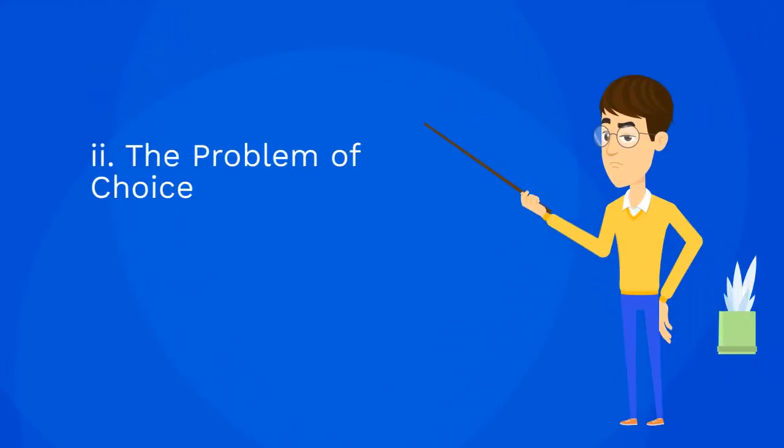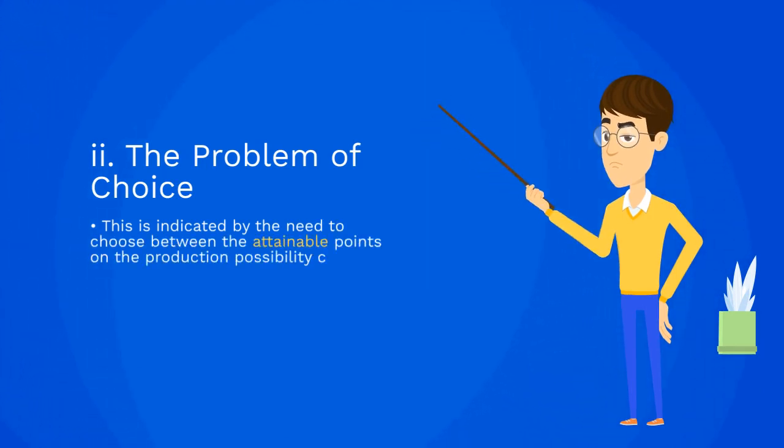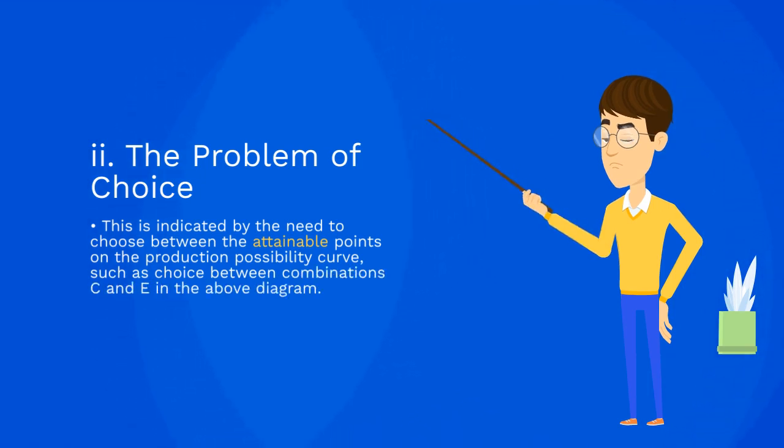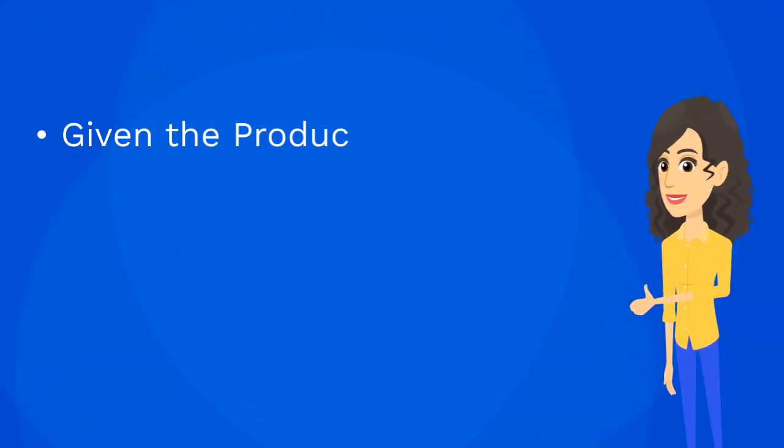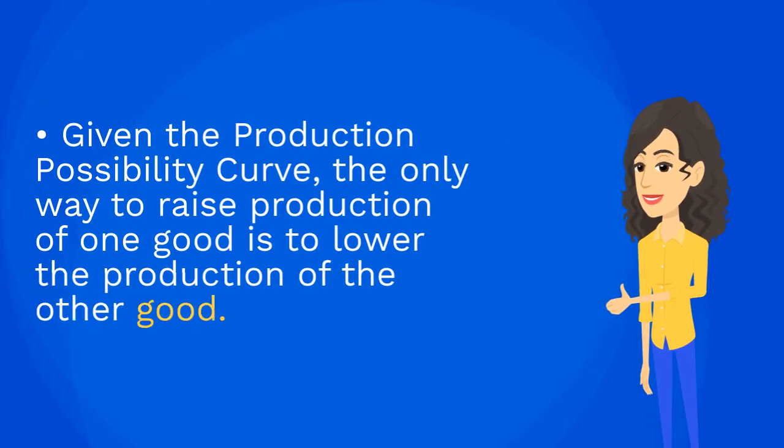2. The problem of choice. This is indicated by the need to choose between the attainable points on the production possibility curve, such as choice between combinations C and E in the above diagram. Given the production possibility curve, the only way to raise production of one good is to lower the production of the other good.